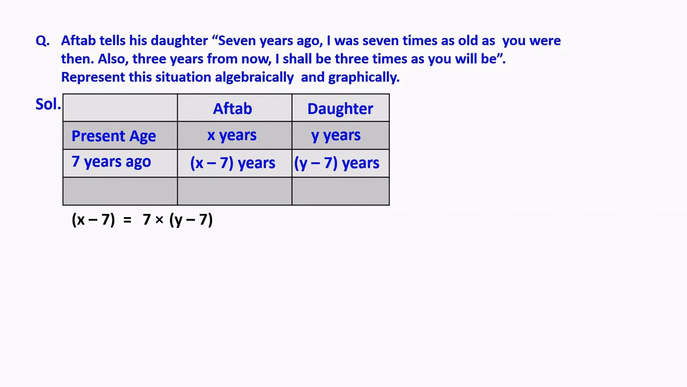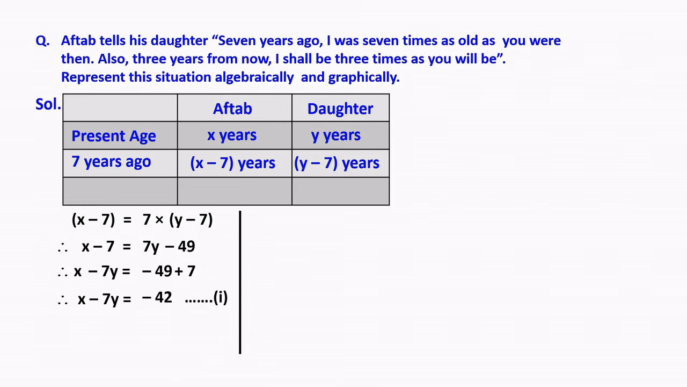Now, let us form equations using the given statements. First condition. 7 years ago, Aftab was 7 times his daughter's age. So, we write x minus 7 equals 7 into y minus 7. Simplifying, x minus 7 equals 7y minus 49. x minus 7y equals minus 42. This is our first equation.